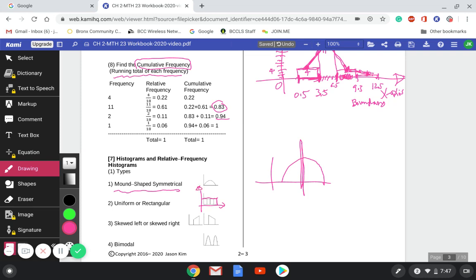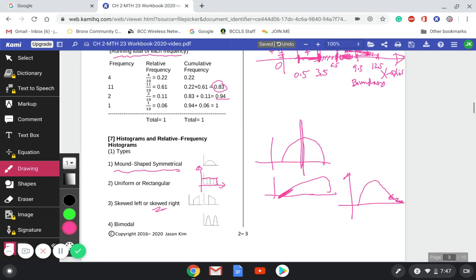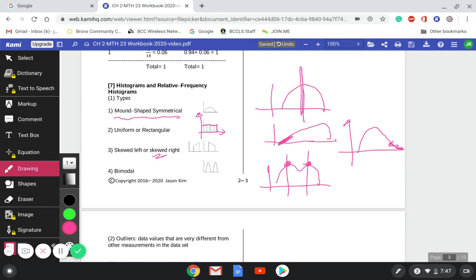Sometimes it's skewed left. Skewed left means you have a tail on the left side. Skewed right means you have a tail on the right side. So skewed is like a tail. Bimodal means you have almost two mirror image things, two tops like that. Okay? So that's how it usually goes.